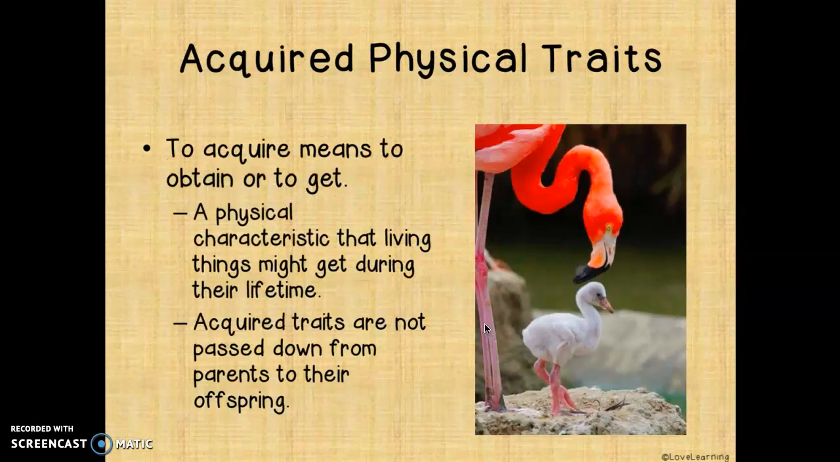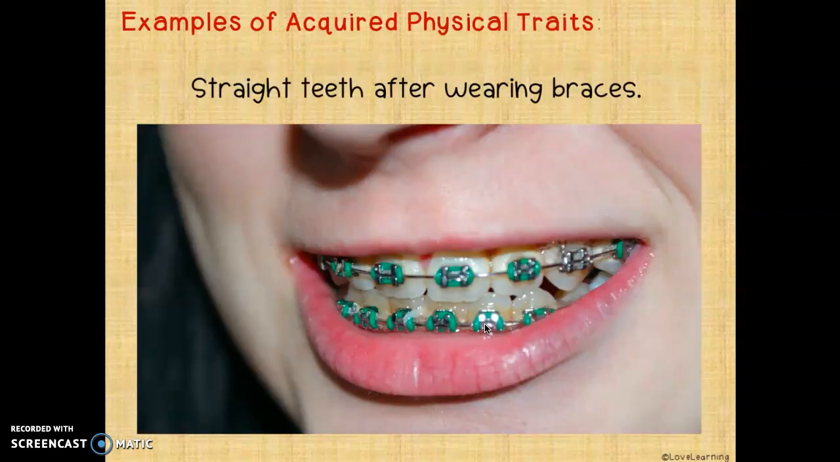Then we moved on to acquired physical traits, okay? So an acquired physical trait is something that you pick up over time, okay? It's not something that you were born with, it's something you pick up over time. To acquire means to obtain or to get. A physical characteristic that living things might get during their lifetime. Acquired traits are not passed down from parents, and we learned that this week.